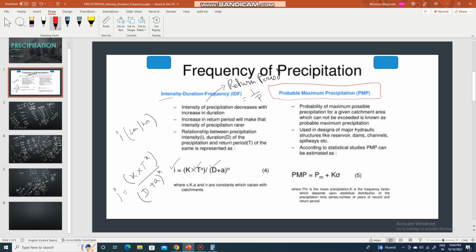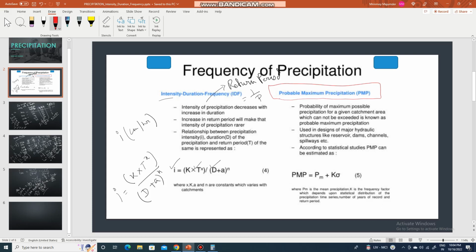you are calculating PMP. Now these are used for designing various hydraulic structures like reservoirs, dams, channels, spillways, for rainfall disposal, discharge, runoff disposal, soil erosion design, and various other related activities.